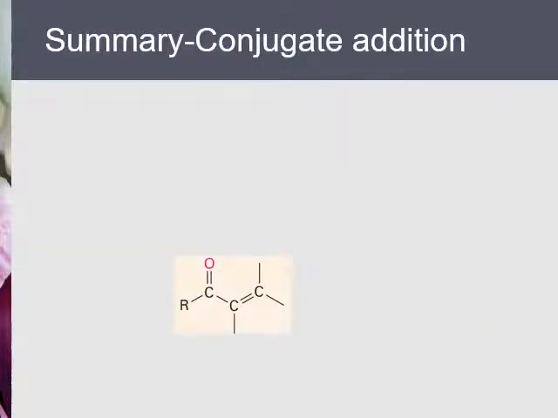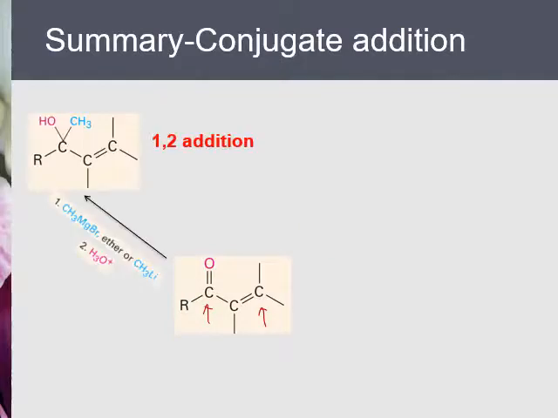In summary, in alpha-beta unsaturated ketones and aldehydes, both the carbonyl carbon and beta carbon have a partial positive charge. They are subject to nucleophilic attack. With a Grignard reagent, the carbanion attacks the carbonyl carbon, giving you 1,2 addition. The product is an alcohol. The double bond does not change.